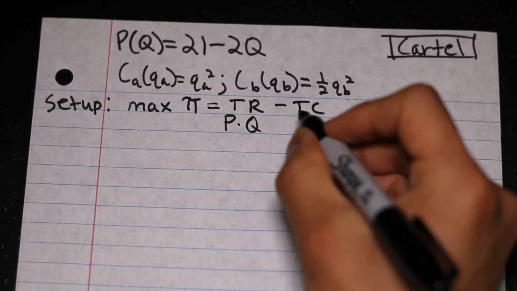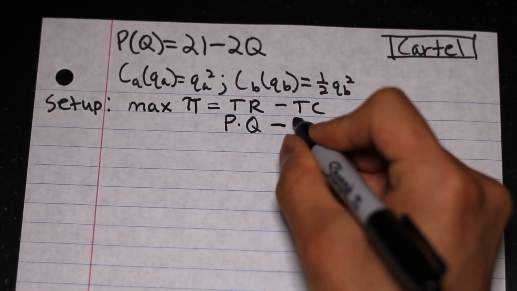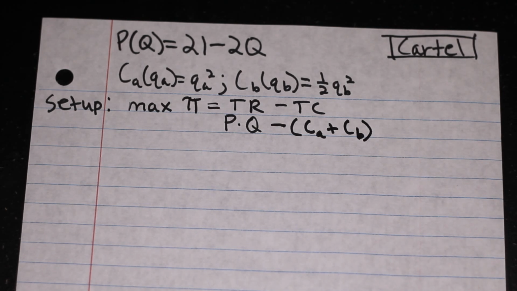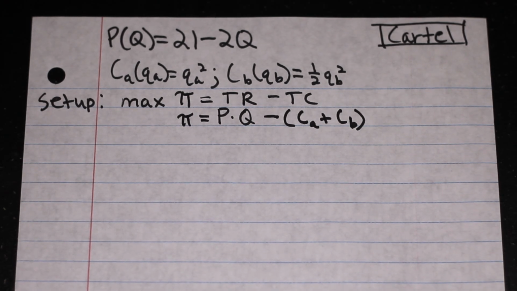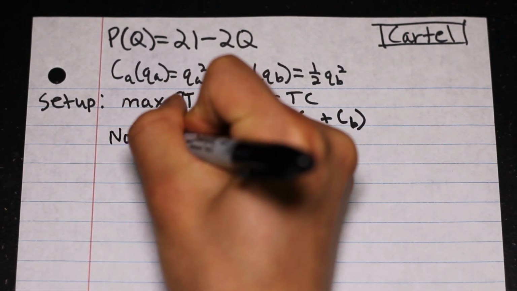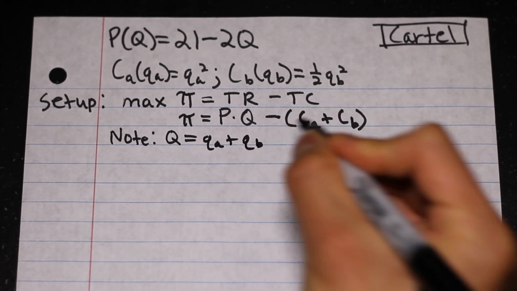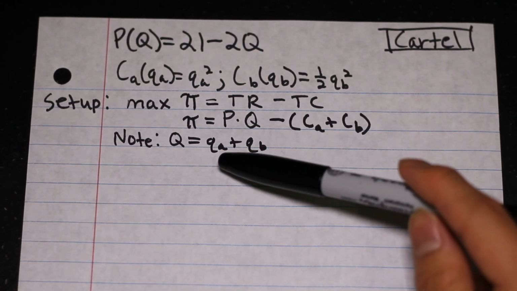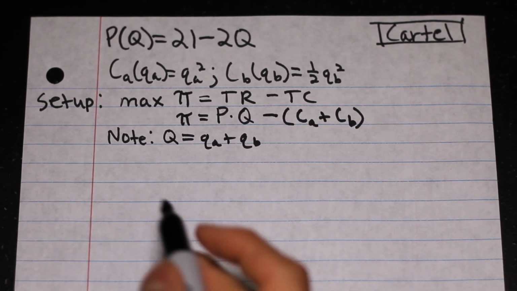Total cost, so we're going to subtract total cost. Total cost is the cost of Alex's firm plus the cost of Bob's firm. So this is profit. Okay. We can do even better than this though, because big Q, we should note, is just little QA plus little QB. In other words, total market quantity produced is given by Alex's production of widgets plus Bob's production of widgets. So, we can set up the problem like this.